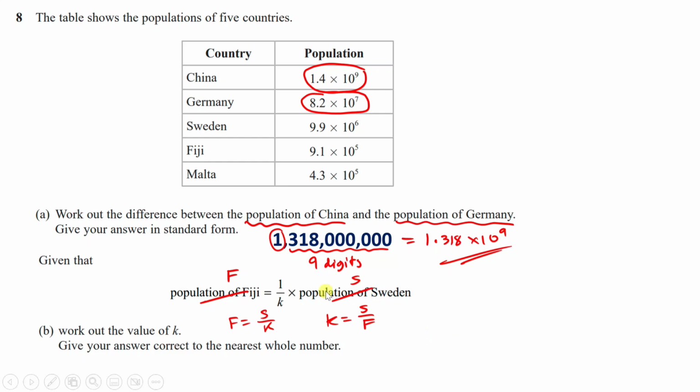And now just put the Sweden and the Fiji population in the calculator. So you want to put basically this one and that one. In your calculator, use a fraction button first. Write 9.9 times 10 to the power 6 on the top part of the fraction, and on the denominator, write 9.1 times 10 to the power 5. If you do that, you should get approximately 10 point something something, but it should round up to 11. And that's it, that's this one done.